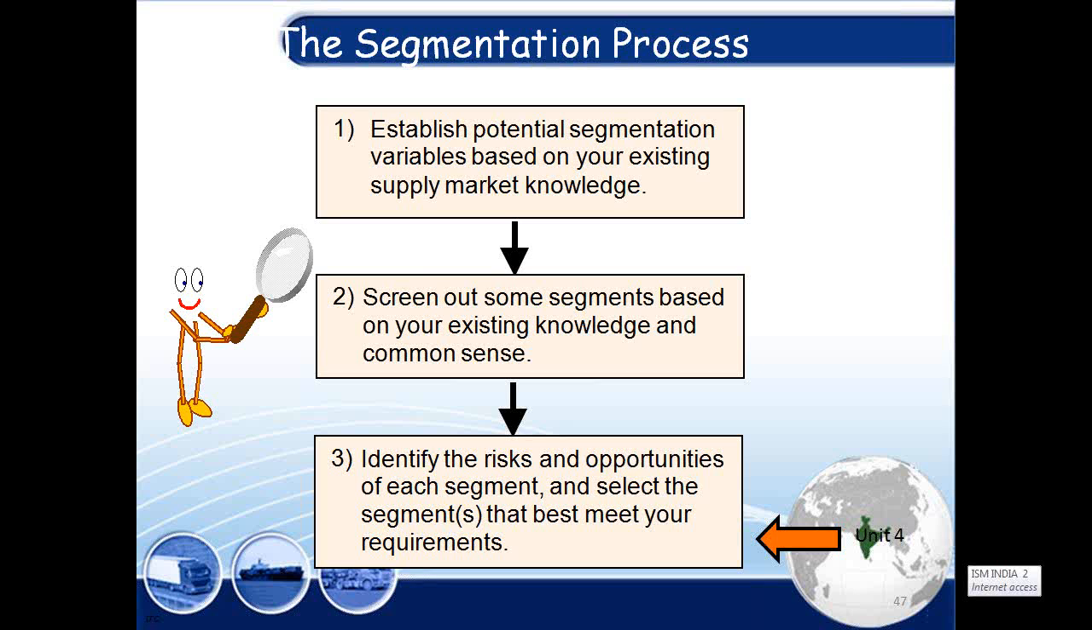Then screen out some segments based on your existing knowledge. So you found many segments and then you say, guys, no, this is not going to work. This country is very difficult. This country is going through a tough time. So these segments are not going to work. You try to rationalize the list of supply sources. That's what it goes on.